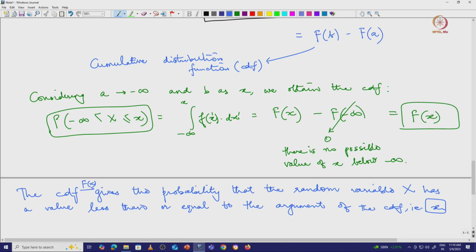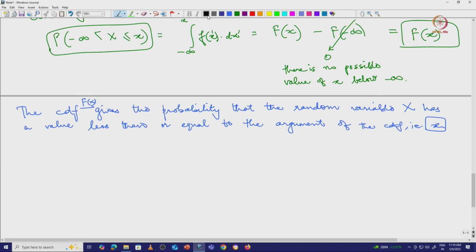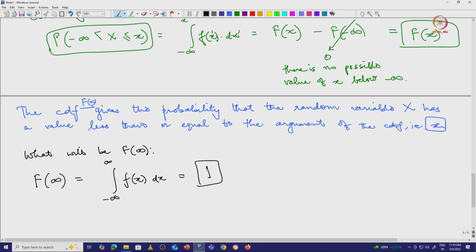Now you can think of what will be the value of F of infinity. What will be F of infinity? Just like we looked at F of minus infinity and said that it is equal to 0, F of infinity is basically the integral from minus infinity to infinity of f of x dx, and if you think a little bit, you should be able to convince yourself that this will be equal to exactly 1. Why?